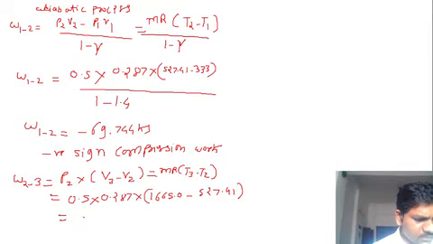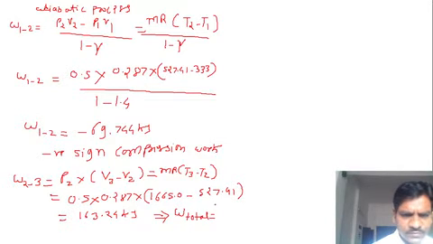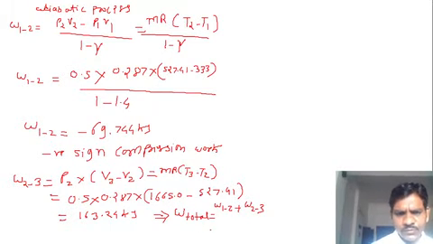The work done is 163.24 kilojoules in constant pressure process. So therefore total work is how much? It is addition of the two processes, work done 1-2 plus work done 2-3. So you do the additions.